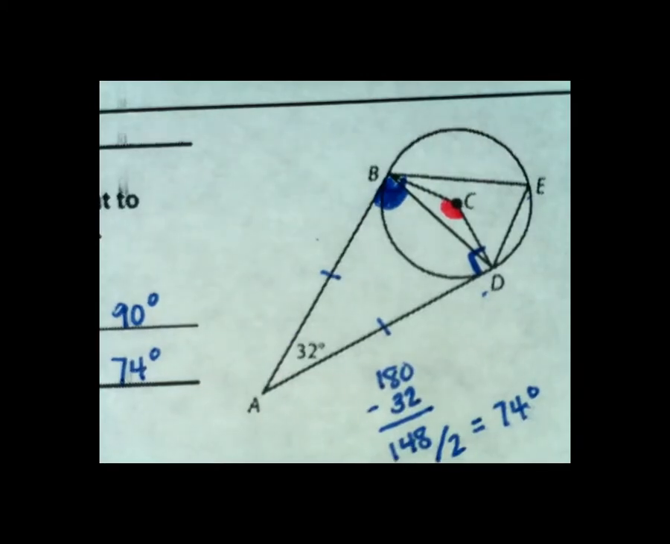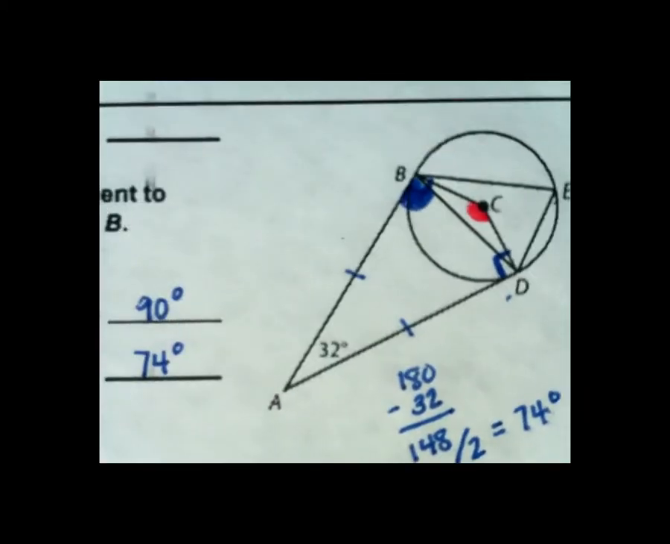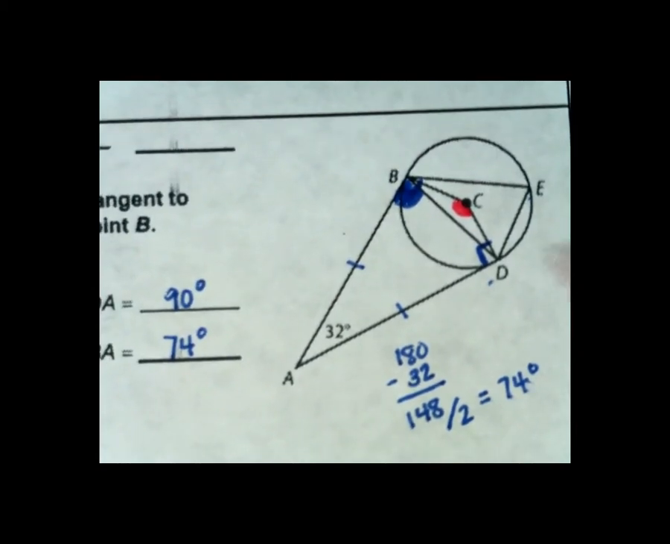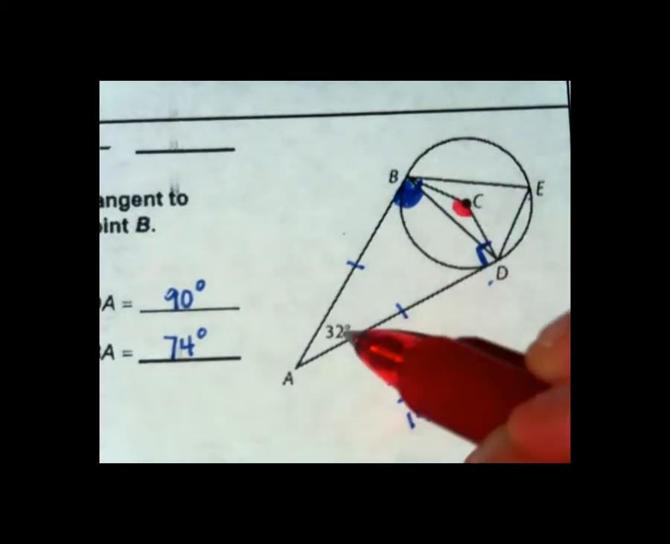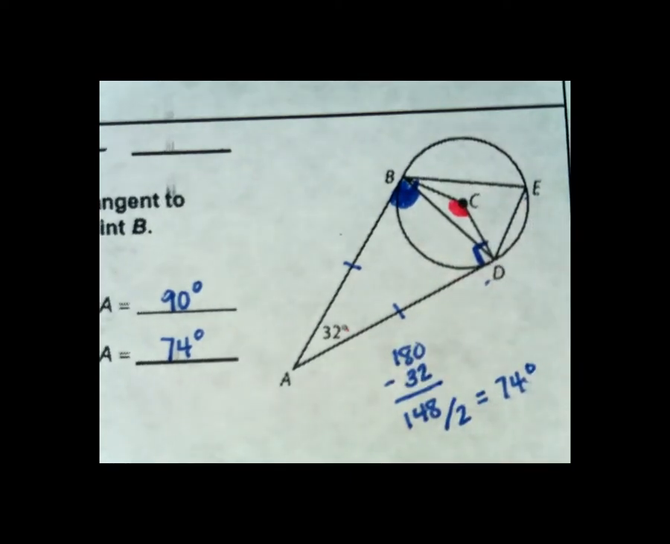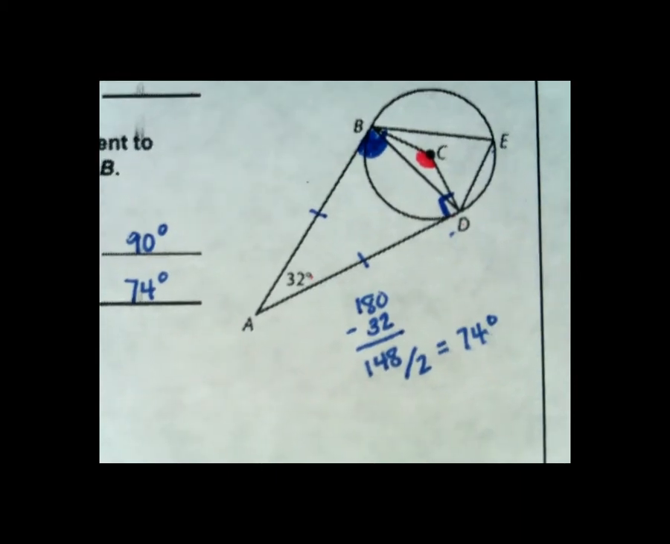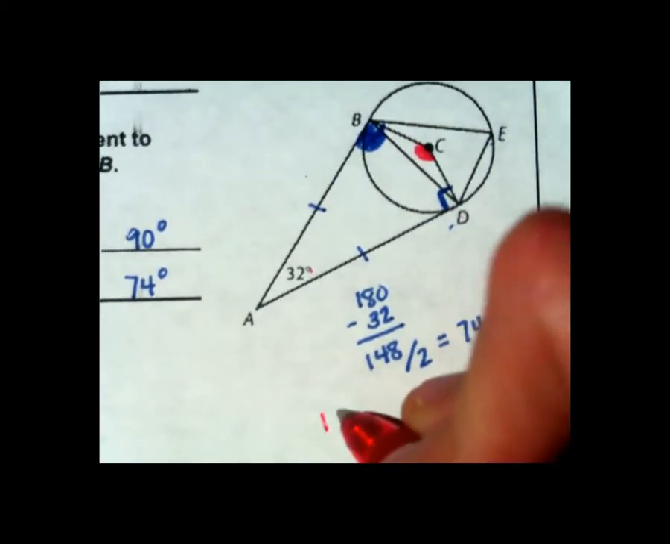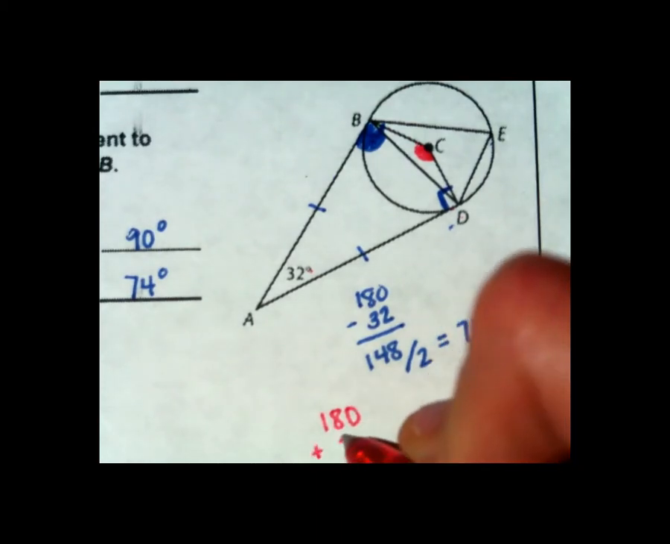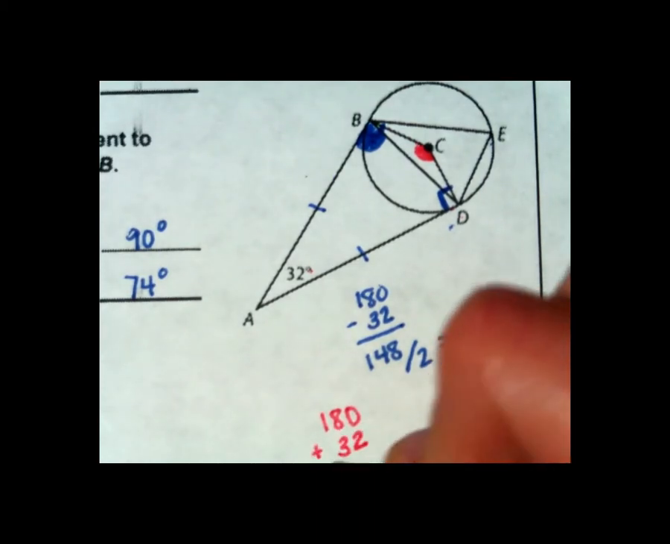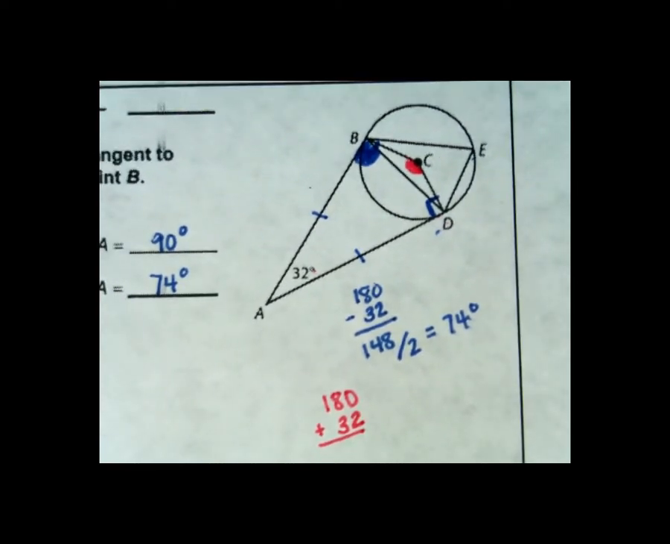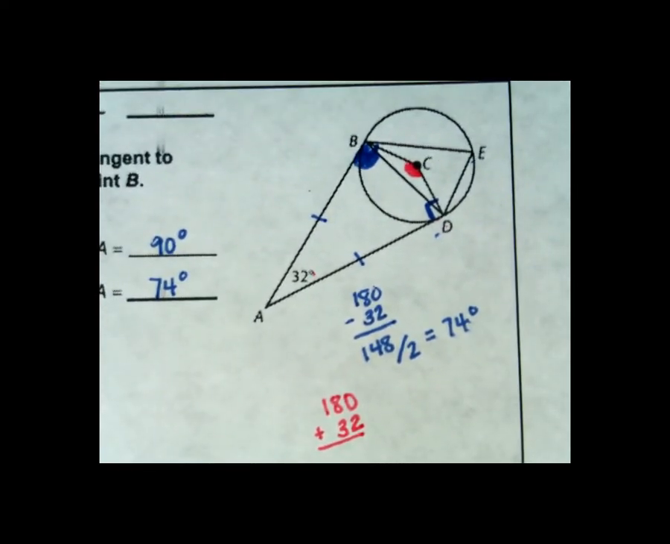Alright, now let's do the other two. Let's do BCD first. So angle BCD, I know this is 32, I know these two are 90. How many degrees are there in a quadrilateral? Okay, so 90 plus 90 is 180, plus 32. What's 180? Yep. You're right, I don't have to do 180 plus 32. Why?